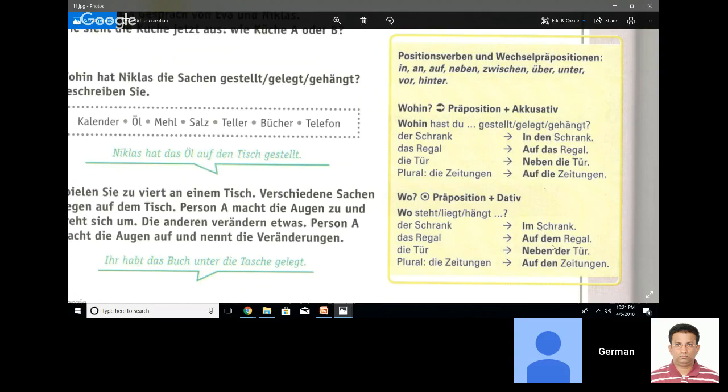Das Regal will become auf dem Regal. Die Tür becomes neben der Tür. Plural: die Zeitungen becomes auf den Zeitungen. For accusative, der Schrank is in den Schrank, das Regal will become auf das Regal, die Tür will become neben die Tür, and plural, die Zeitungen will become auf die Zeitungen.